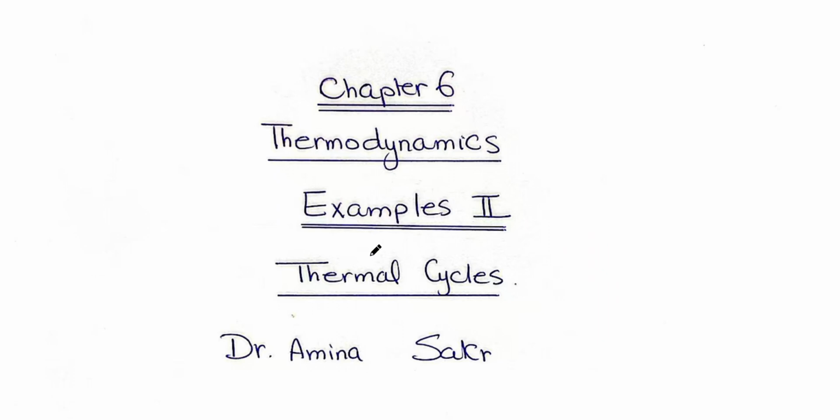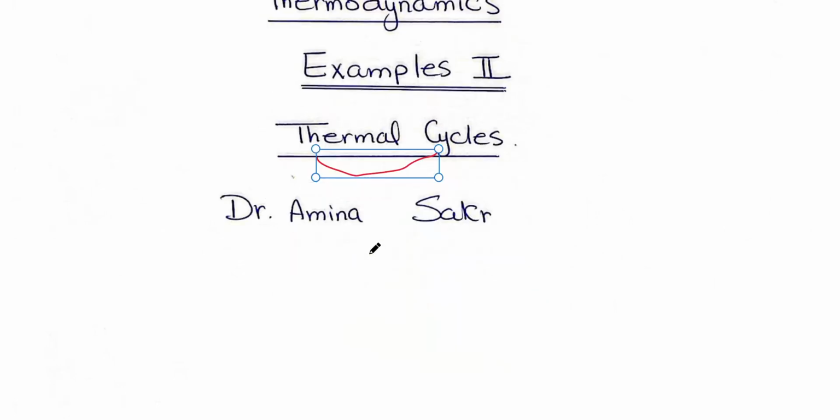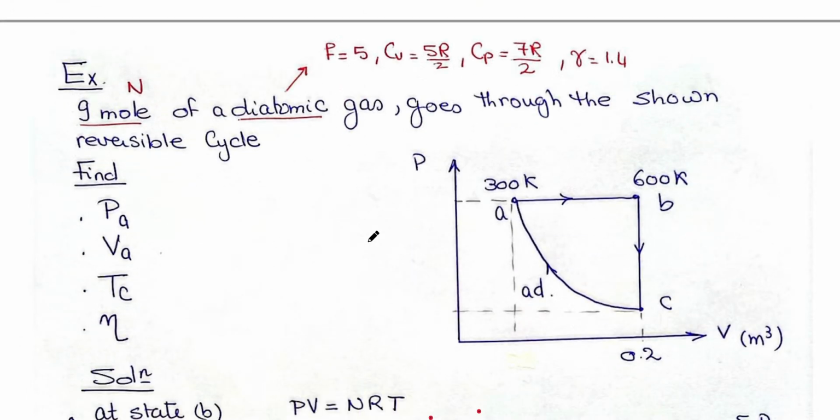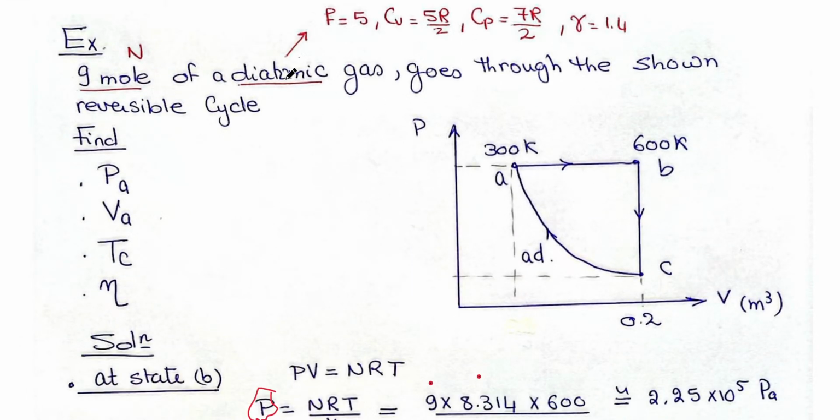We will discuss some examples concerning the thermal cycles and how to solve a given thermal cycle. The first example we have is 9 moles of a diatomic gas. Diatomic means the degrees of freedom F is 5, so CV equals 5R over 2, CP equals 7R over 2, and gamma is the ratio between CP and CV. So CP over CV is 7 over 5, which is 1.4 for the diatomic gas.